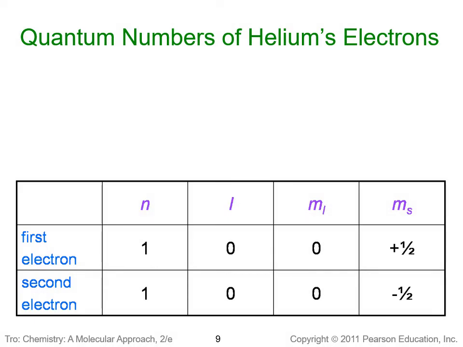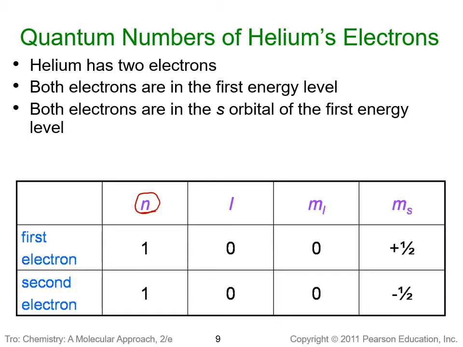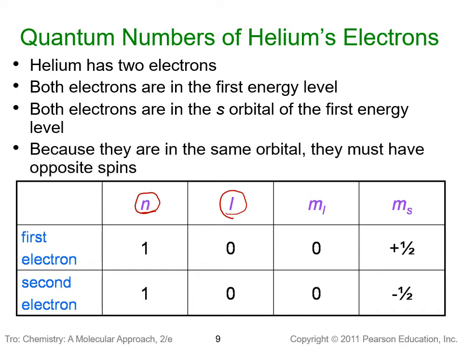So let's look at helium's electrons. We said that each electron has to have a unique set of quantum numbers. So helium has 2 electrons. They are both in the first energy level. So that means that both have the exact same n value. They are both in the s orbital. And so that means that they have the same L value. They also have the same angular momentum, magnetic quantum number, m sub l.